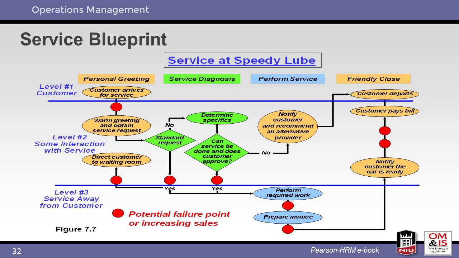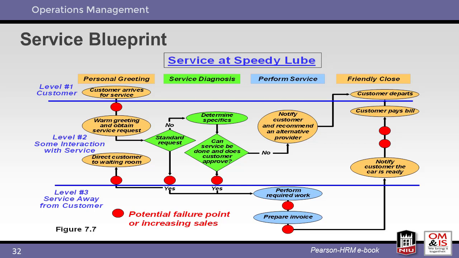The first level represents the customer. The second, middle level depicts the interaction with the customer, while the third level displays process steps away from the customer. Using our standard mapping methodology, ovals represent process steps while diamonds represent decision points. The process moves forward from each decision point based on the decision made.